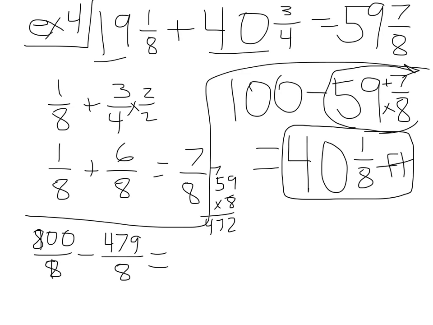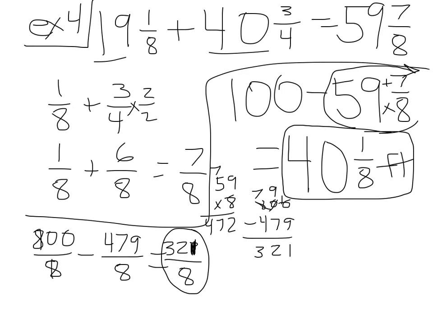So now if that helps you subtract, we've got 800 minus 479. So subtract that. 10 minus 9 is 1, 9 minus 7 is 2, 7 minus 4 is 3. So this comes out to 321 over 8. So that is an answer, and it will be simplified, but we've also got to change that to a mixed number.